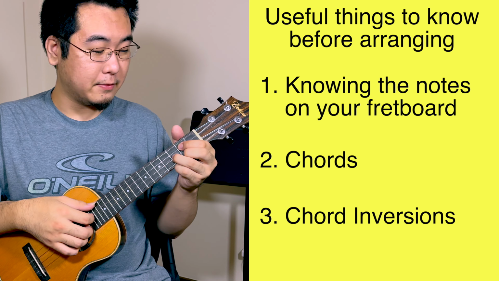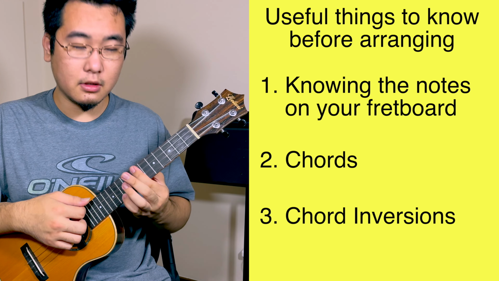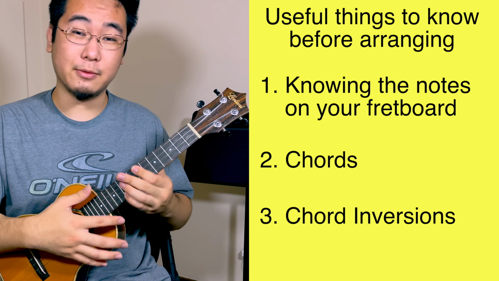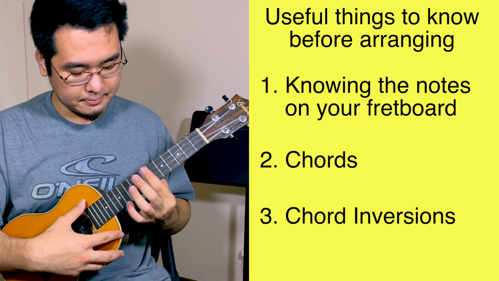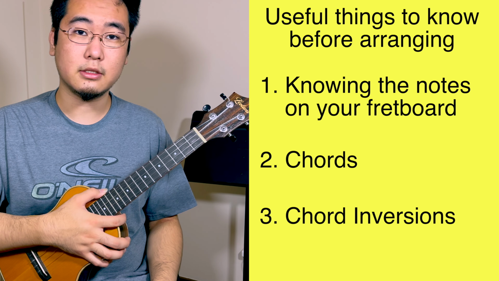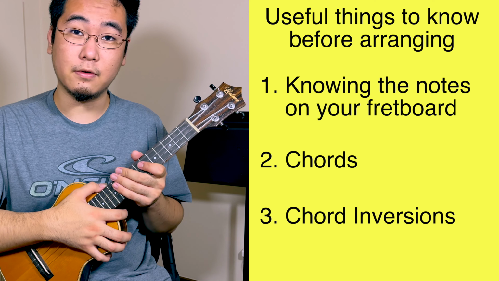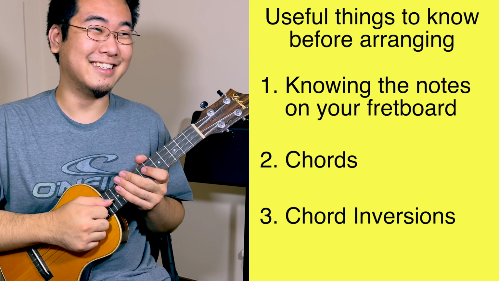So inversions are different ways to play the same chord on different places of the ukulele. So what I just did, there was a G chord in 3 different places. There's a lot of different ways to play the chords, but at least being able to figure out how to find those inversions would be very helpful, whether it be music theory or looking it up on Google. That works too.